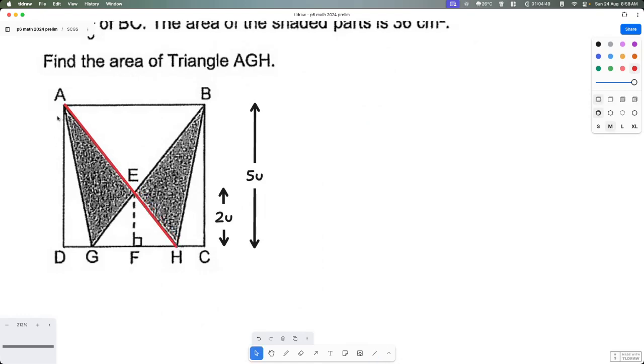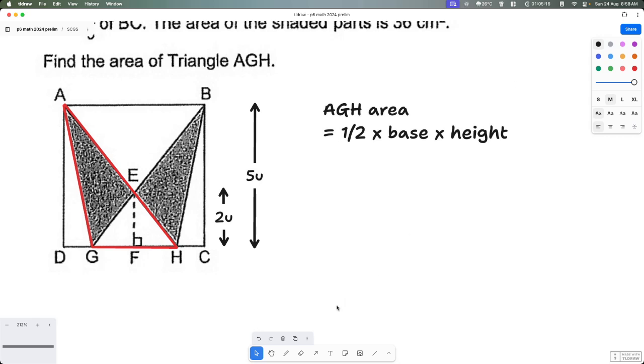So what I'm going to do is highlight the triangle AGH, that's what you see over here. All right, so find the area of the triangle AGH like this. For the area of triangle AGH, I'm going to write down here: triangle AGH area. So what do you think is the base? Half times base times height. So what is the base for the AGH area?